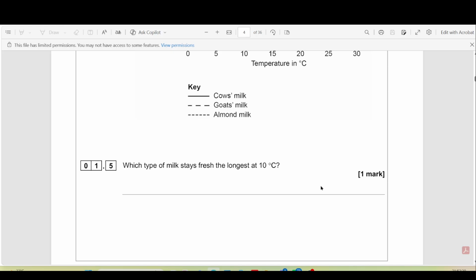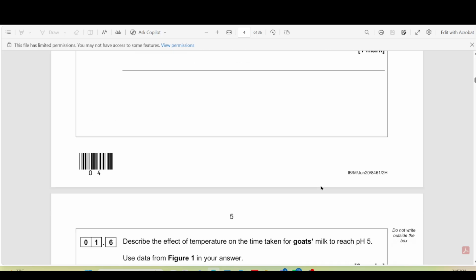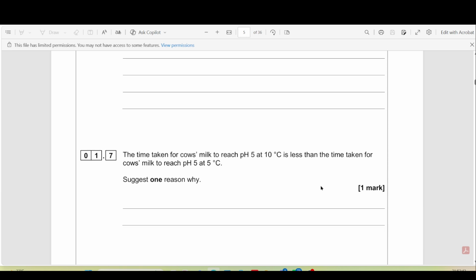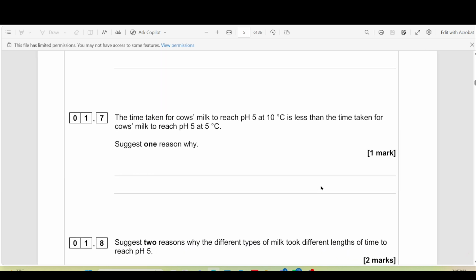The time taken for cow's milk to reach pH 5 at 10 degrees is less than the time taken for cow's milk to reach pH 5 at 5 degrees. Because at a higher temperature, enzyme activity is faster. It means enzymes are faster at 10 degrees as compared to 5 degrees because there is more kinetic energy.